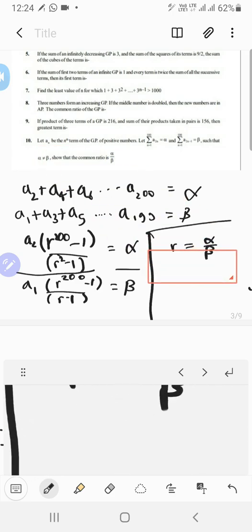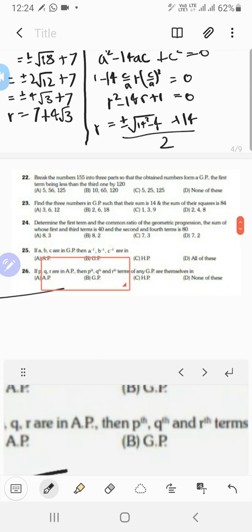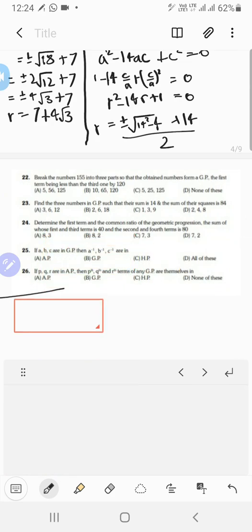So these 10 questions are done. Let's move on to the next part, which is going to be these questions, 22 to 26. It's 5 questions in there.